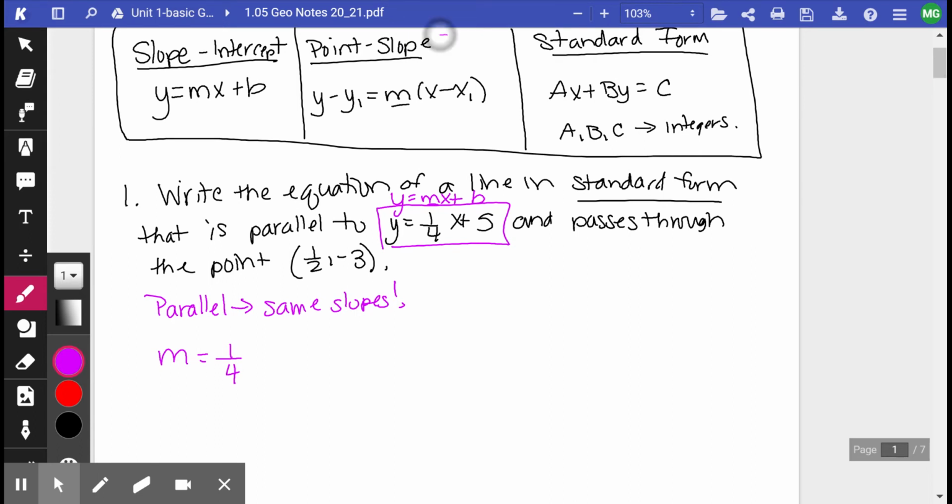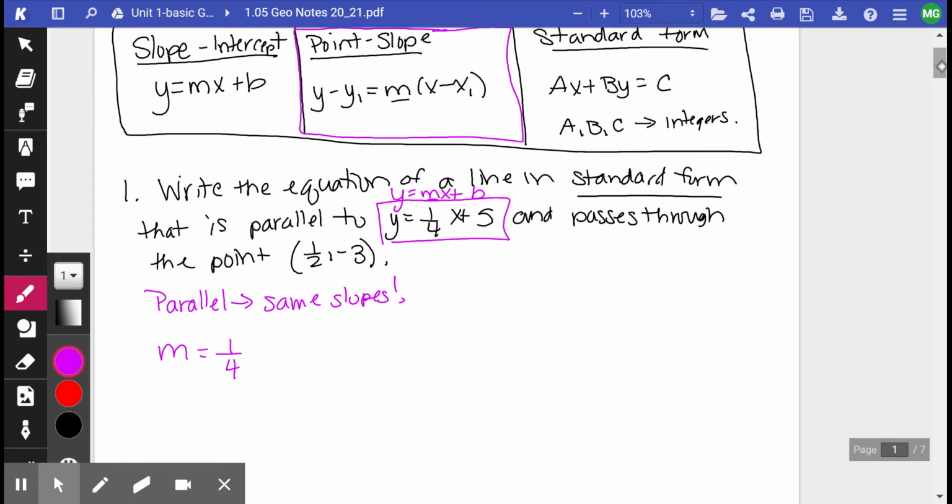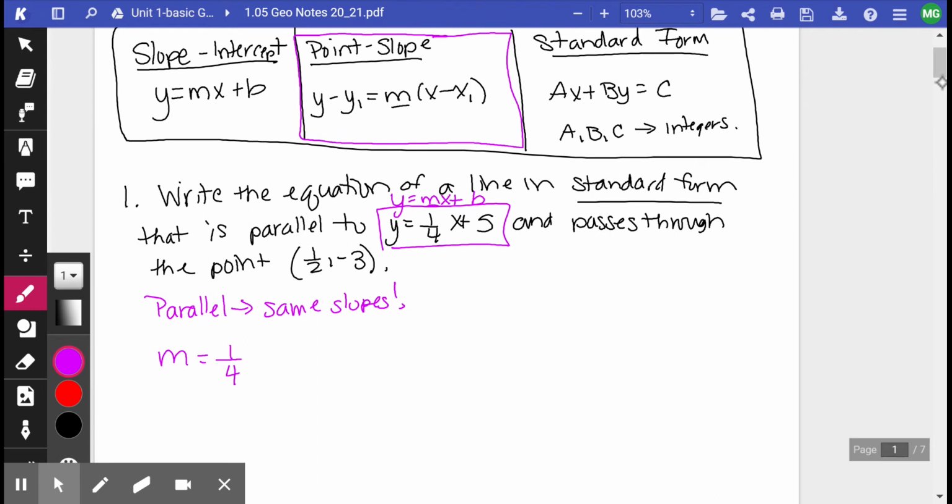So we are typically always going to start with point slope form. The only time you wouldn't start with point slope is if you were given the slope and the y-intercept. Then I would use slope-intercept form. But pretty much every other time, we're going to use point slope form. So we've got our slope and we have a point that it passes through. So we have our point and we have our slope. We're just going to substitute in now.